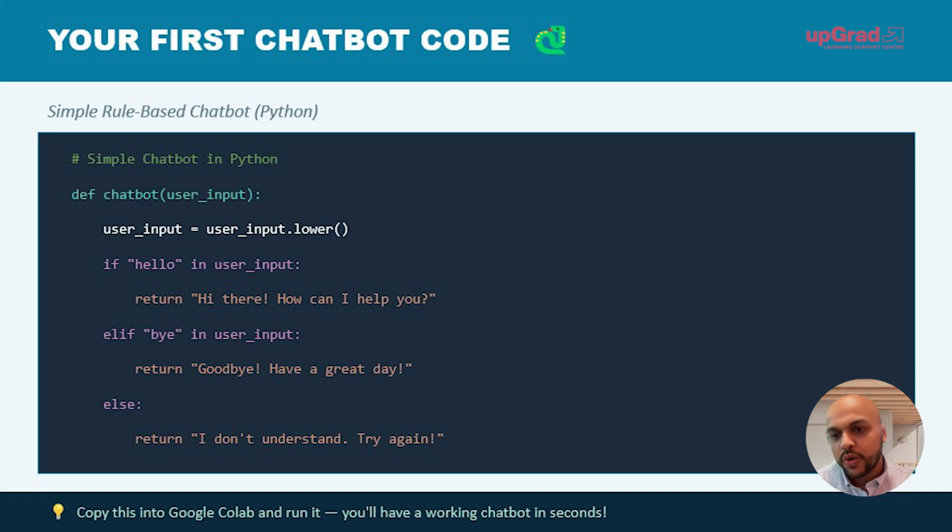user_input.lower() converts everything to lowercase. So 'Hello' with a capital H and 'hello' in small letters both match the same rule. If and else are conditions. If the user says this, respond with that. The else is our safety net when nothing matches. Return sends the response back to whoever called the function. You see that, right? We just ran it and it works. Type hello, it responds. Type bye, it says goodbye.